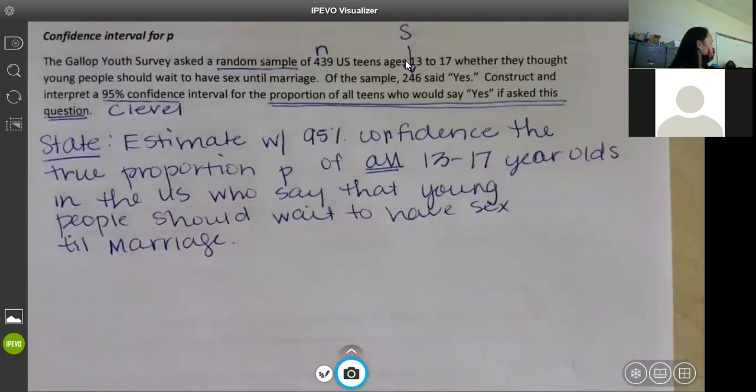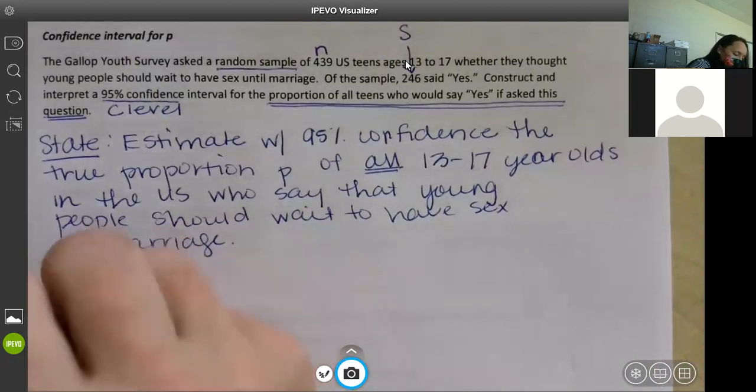You don't have to write it all out in one big sentence, ever, okay? This is not an English writing class, anything like that. Your conclusion, I would write out in complete sentences. The rest of it does not have to be. All right, so that's your state.